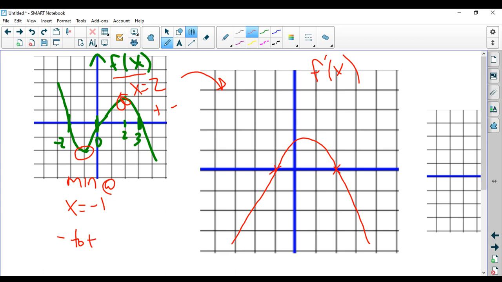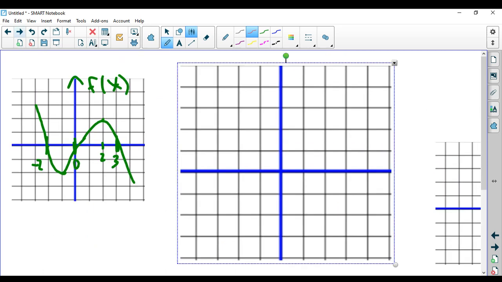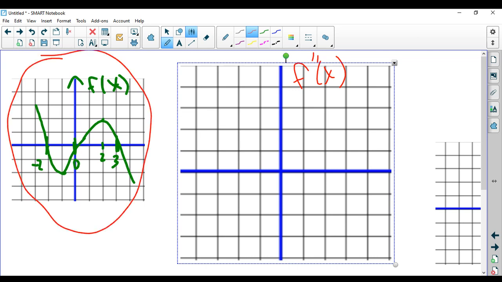For the second derivative, we're going to look at concavity. Now, it's very hard or impossible to tell where the concavity changes on a graph, but you can eyeball it. So if you're looking at the original function, it's concave up from here to about here, and then it goes to concave down. So the point of inflection looks to be about 0.5.